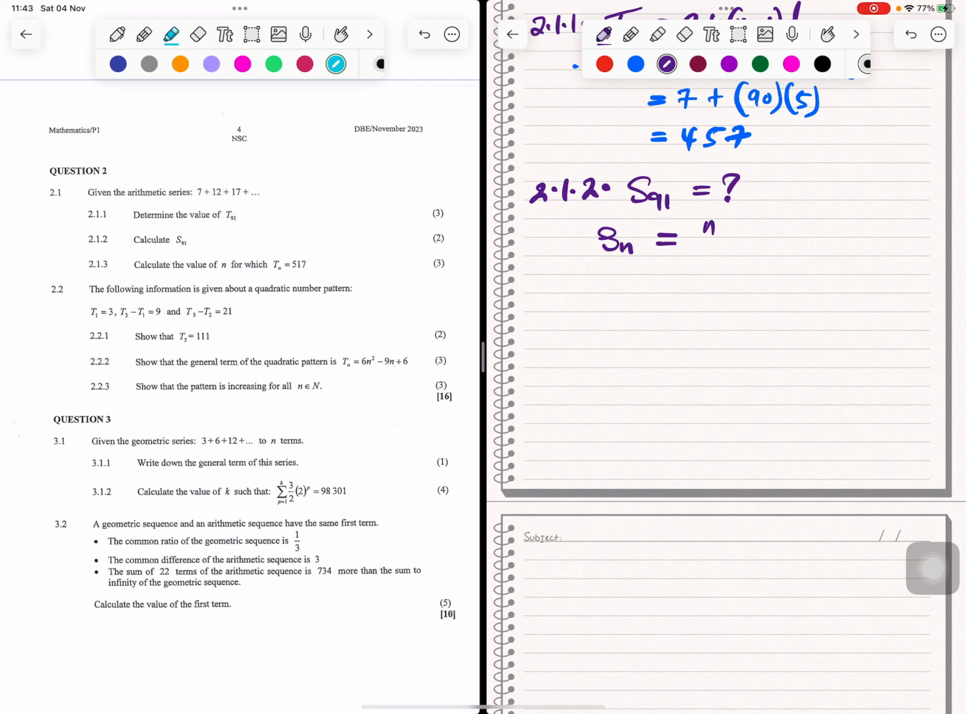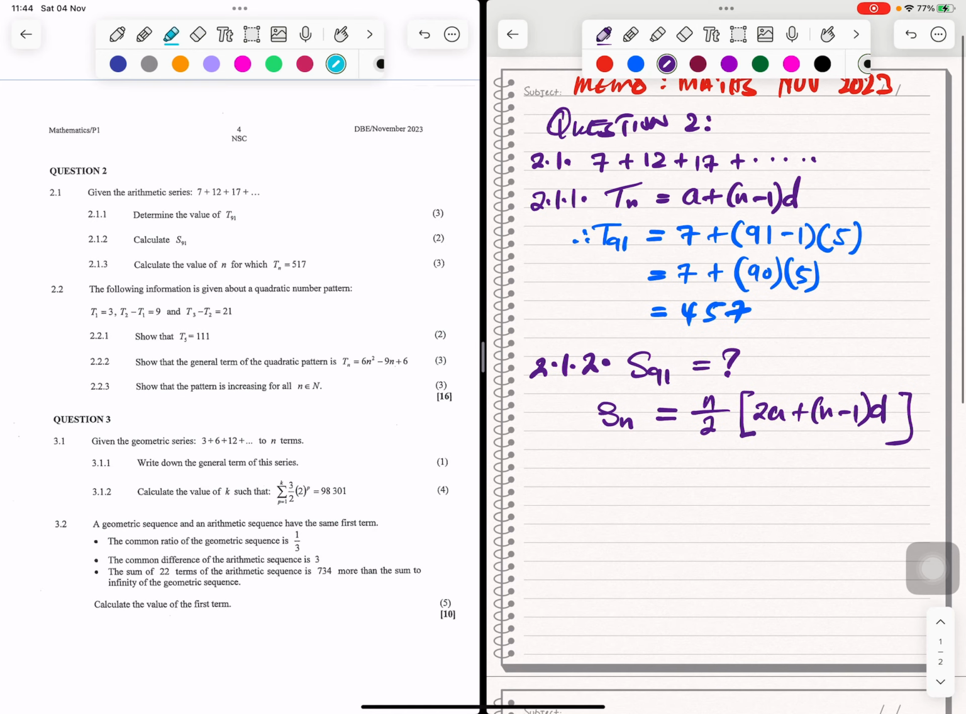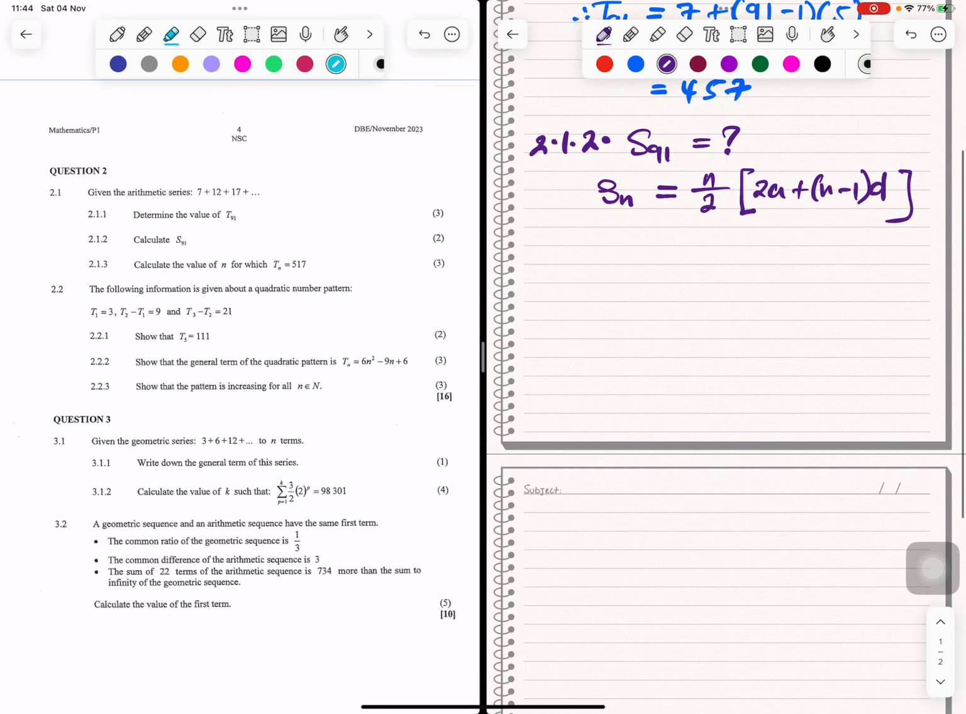So I'm going to have n over 2. Remember, there are two formulas here. Either you have the first term plus the last term, but in this case you don't have the last term. So you are going to use the one that is applicable for this problem, which is 2a plus n take away 1 multiplied by the common difference. Now let's check. Do you have n? Yes, it is 91. Do you have a? a is 7. Do you have d? d is 5. So let's just substitute everything and get the answer here.